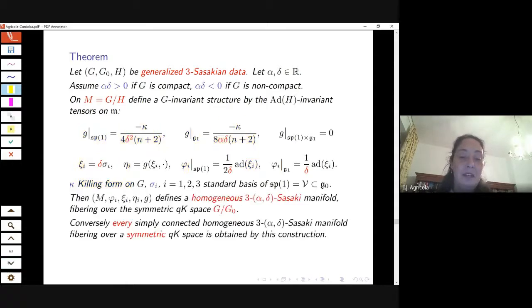And this is then a homogeneous phi alpha delta Sasaki manifold, fibering over the symmetric quaternionic space G over G naught. And conversely, every simply connected homogeneous phi alpha delta Sasaki manifold fibering over a symmetric space is obtained by this construction. So we get a straightforward generalization of the work by Draper et al., which I guess fits very nicely in this context. What about the non-symmetric case?